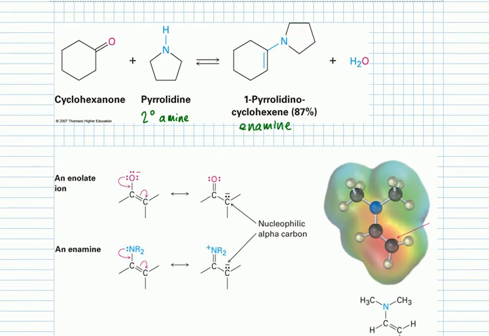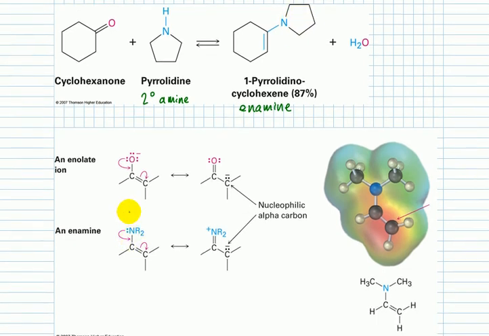So look at how an enamine looks very similar to an enolate ion. Right? An enolate has C double bond C and O minus attached. An enamine has C double bond C and NR2 attached. In both cases, electrons from the heteroatom can come down, making a double bond, and that pushes electron density onto the alpha carbon in both cases.